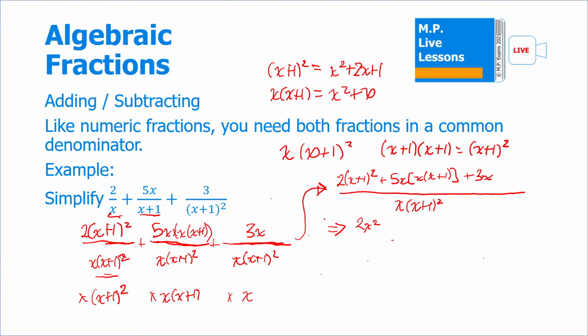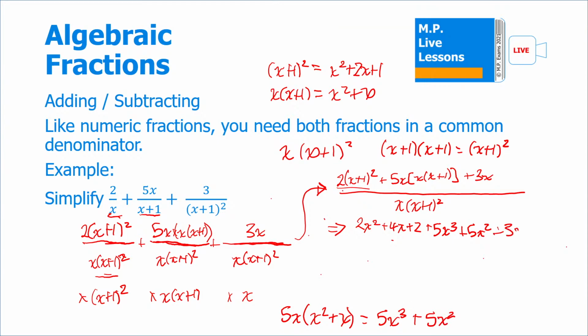If we expand all the brackets, we get 2x squared plus 4x plus 2 from this first bit. Then we get, this is actually nice, 5x cubed plus 5x squared. And at the end, we just get 3x.